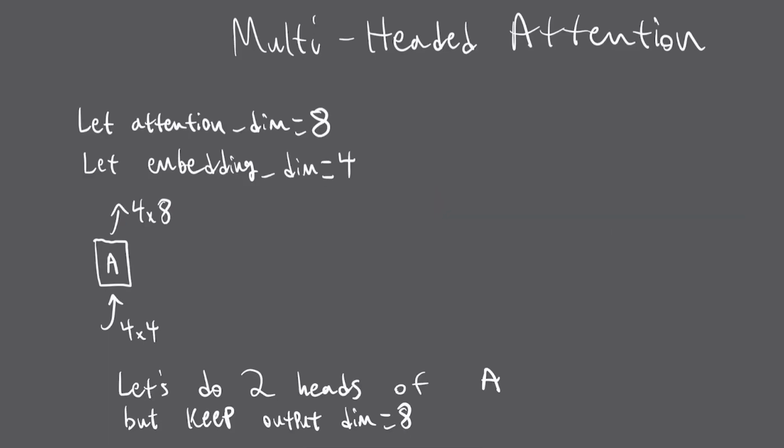Let's say attention dim equals 8 and embedding dim equals 4. Then the input to our attention layer, which I'm just calling A in this black box, is a 4x4 tensor. I'm assuming T equals 4, using the same sentence, write me a poem. And then the output would have to be 4x8. But what if we wanted to do something called 2 heads of attention, so multi-headed attention? Well, we would have two separate instances of A, where A is doing self-attention. And these two separate instances are going to operate in parallel, completely separately. They'll have their own parameters and weights that are trained. But let's keep output dim equals 8.